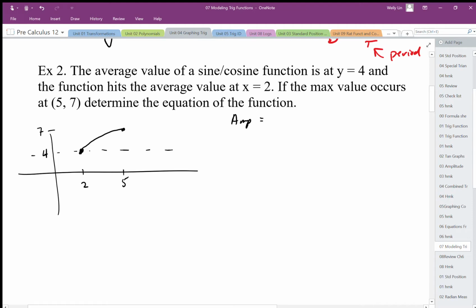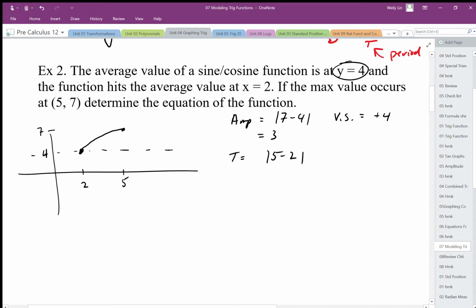So in this case here, since we can see that the amplitude is a distance from the middle to the top, we can just say amplitude is 7 minus 4. So my amplitude works out to be 3. My vertical shift, well, we're already given the vertical shift, the average value is y equals 4. My period, the period of this function is going to be a distance. So I'm going to find that distance. I know it's 3 units here.